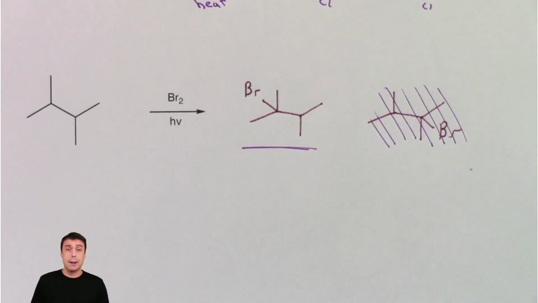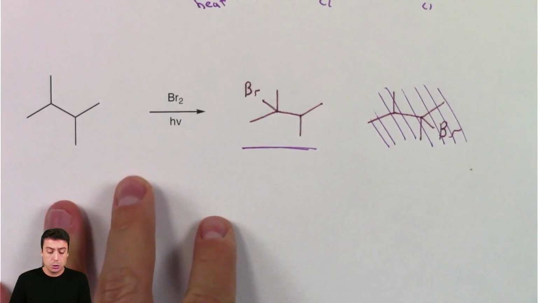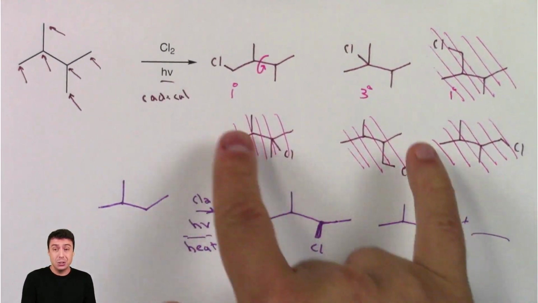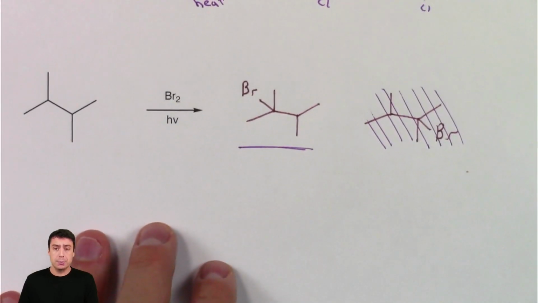So the difference is, again, both bromine and chlorine prefer a radical on the tertiary position, sure, but bromine is super picky. We're only going to get this. Whereas chlorine is not picky. You could have all of the different options, just make sure to get rid of repeated structures. So that's the difference really between chlorine and bromine.